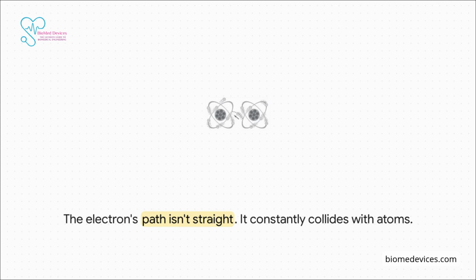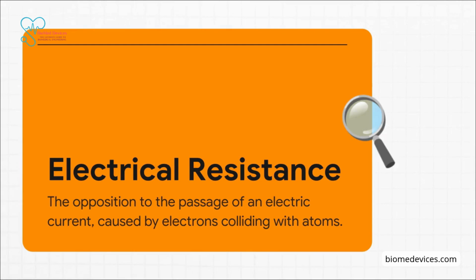It slams into a copper atom, loses some energy, and gets knocked off course. It speeds up again, only to collide again. And this isn't a rare thing. It's happening a mind-boggling number of times. We're talking trillions of times every single second. And this phenomenon, this constant crashing and bumping, that is the very essence of electrical resistance. It's not something we add to the wire. It's a fundamental property of the material itself. It's the microscopic traffic jam, the physical opposition that's happening because of all these collisions.